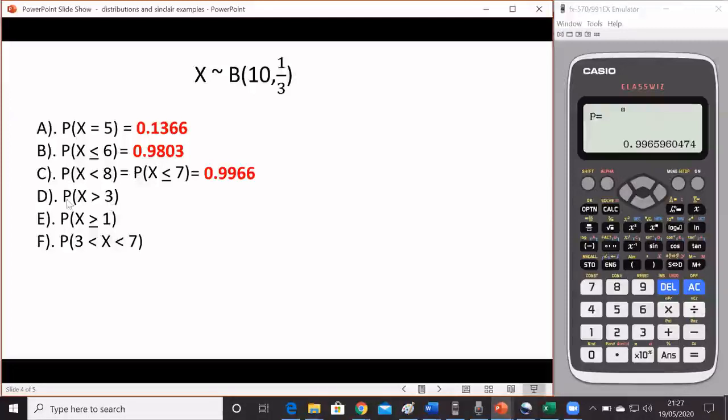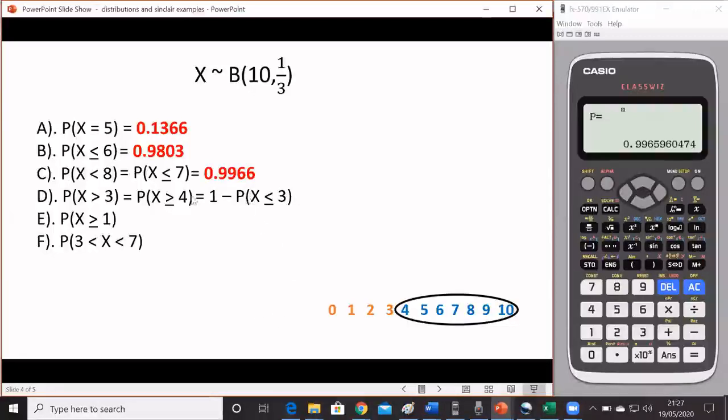So this time, if probability x is strictly bigger than 3, that's the same as saying x is bigger than or equal to 4. Because if you're higher than 3, the next one up is 4. And if you start from 4, that's the inclusive part. Now, let's draw a little diagram to help. Probability x is bigger than or equal to 4 means 1 minus probability x is less than or equal to 3. Let me show you why.